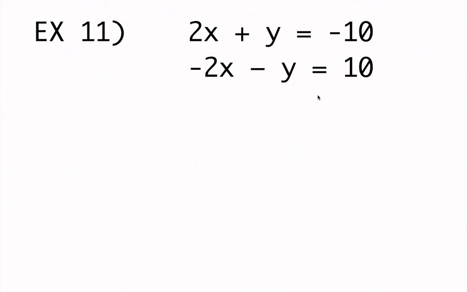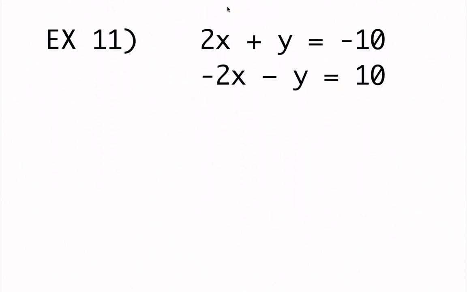All right, on this one, I compare my x's, 2 and negative 2. I compare my y's, a positive 1 and a negative 1. 2x and negative 2x are already opposites, so there's no reason to change this bottom because those x's would automatically eliminate. A positive 2x and a negative 2x cancel. But the same thing here, a positive y and a negative y are opposites, so those would also cancel.